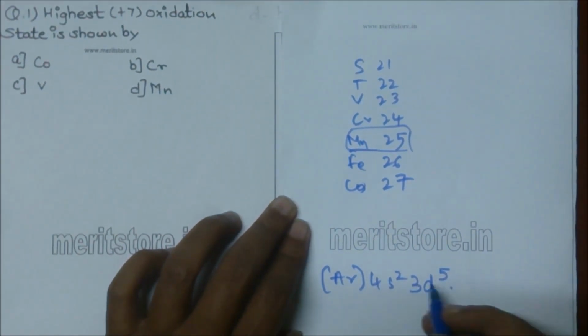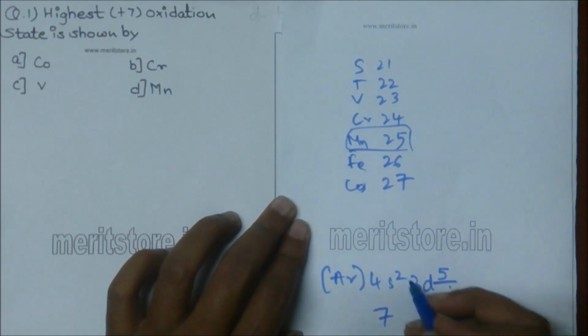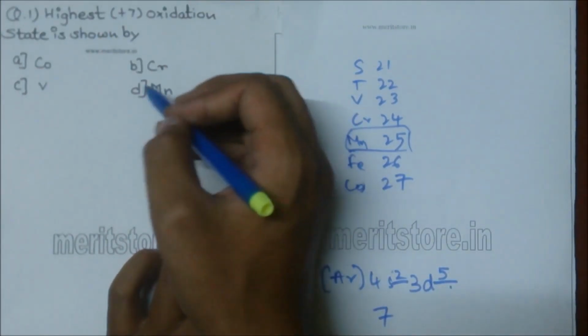Manganese can lose all the 7 electrons if necessary. It can donate or share 7 electrons, the 3d5 and 4s2 electrons. So the highest oxidation state is shown by manganese.